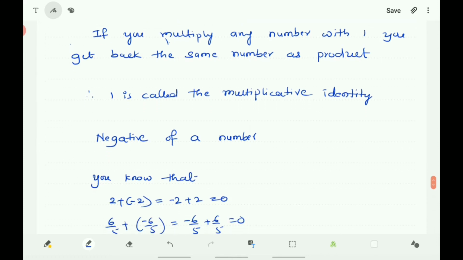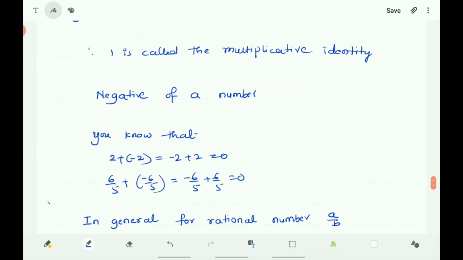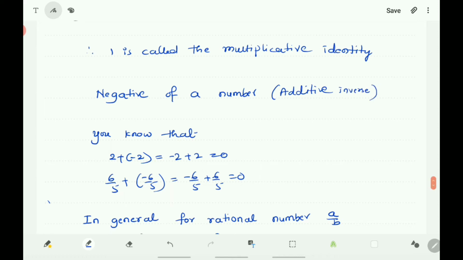Next, let us take the negative of a number or additive inverse. So here, take the sum of 2 and minus 2. The sum of 2 and minus 2 is 0, you are going to get. Or the sum of minus 2 and plus 2 is also 0. The sum of 6 by 5 and minus 6 by 5 is also 0. So here what you can observe, by adding 2 and minus 2, you are going to get 0, which is nothing but additive identity.